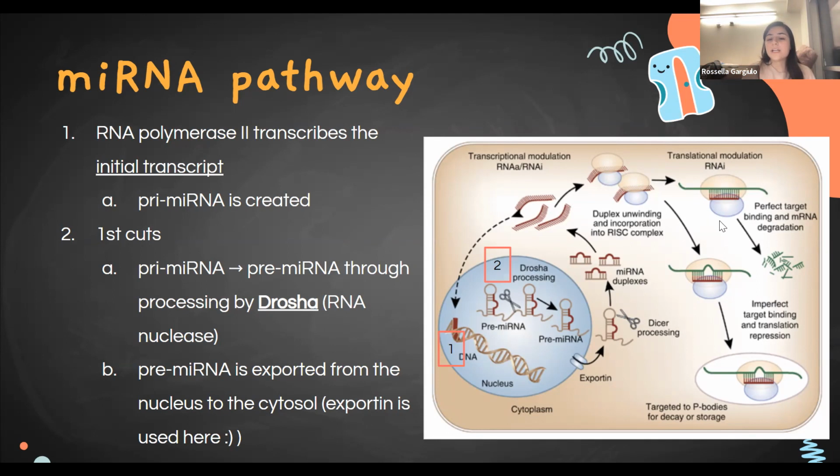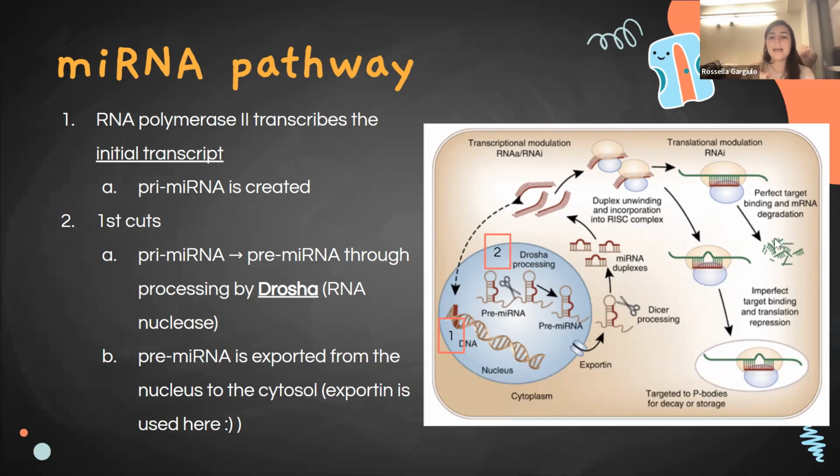According to its complementarity, if it's an exact complement, then Argonaute, which is the catalytic part of RISC, just cuts it and degrades the mRNA. But if there's not complete complementarity between the miRNA and the mRNA, the mRNA gets stored into something called a P-body, which we touched briefly on in the review session.